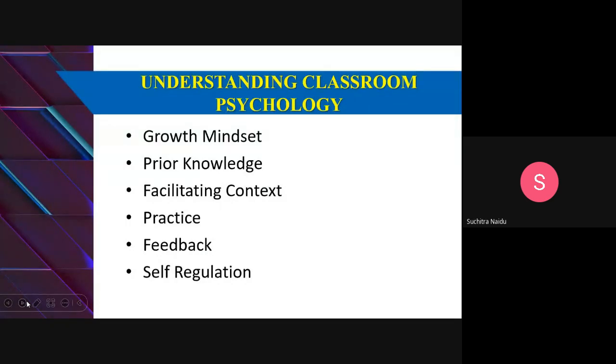Next, coming to the next concept, which is practice. I'm rushing because I have only 15 minutes and many points to cover. Next one is practice. As I told you, what people know is inscribed in their long-term memory and short-term memory. So we have two types of memory, long-term memory and short-term memory.